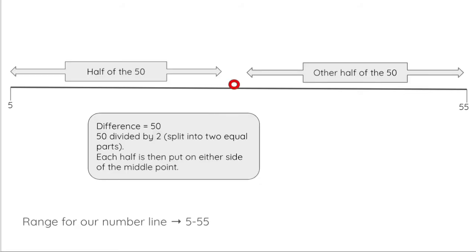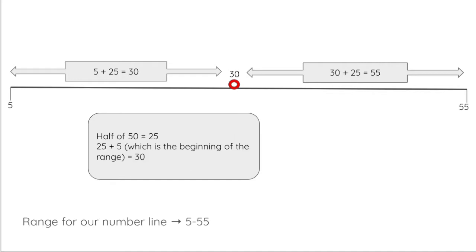You then divide 50 by 2, which we know from our last problem is 25. Then you go to the first number of the range, which was 5, and you add it to 25. So 25 plus 5, which equals, if you got 30, well, again, you know what to do. This makes 30 our benchmark. Now that we have our benchmark, how are we going to plot numbers on our number line?